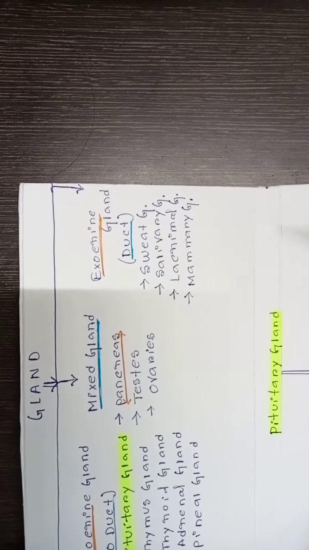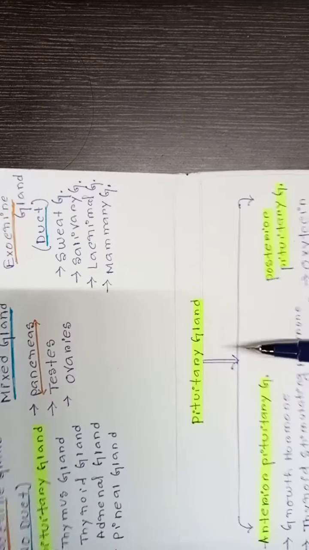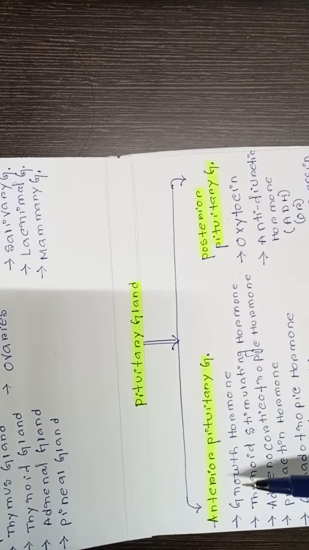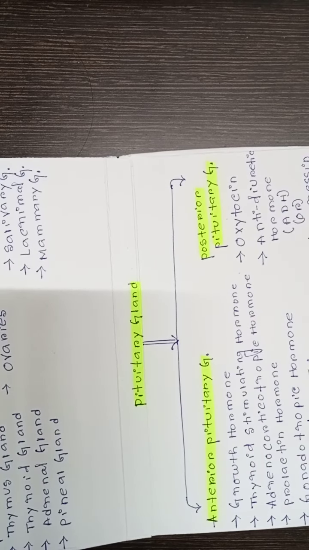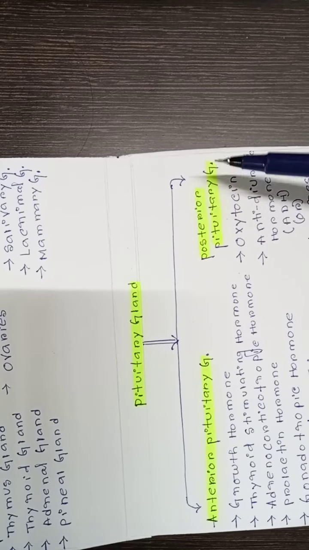So first we want to focus on an important gland, that is the pituitary gland. The pituitary gland again has two parts: the anterior part and the posterior part. The frontal part is called the anterior part and the backside part is called the posterior part.